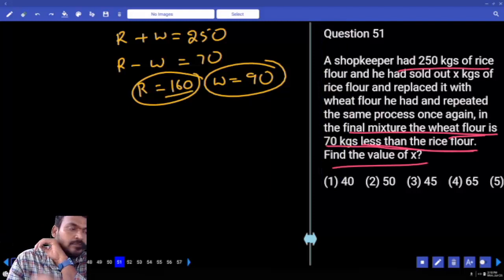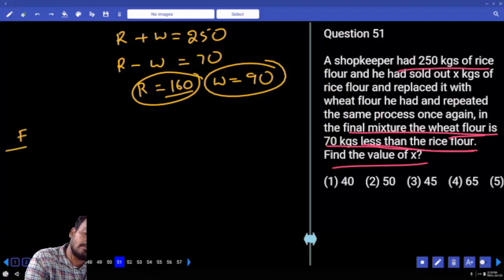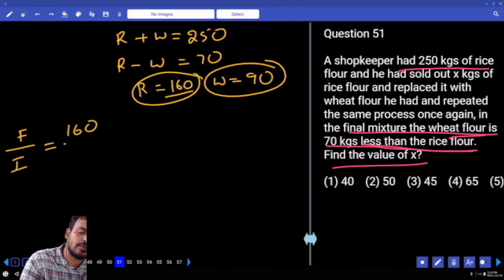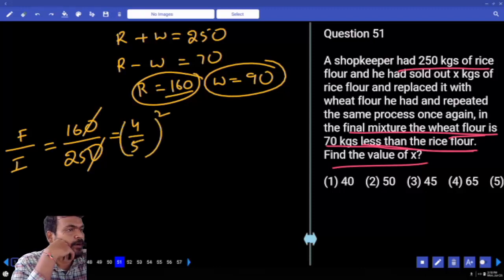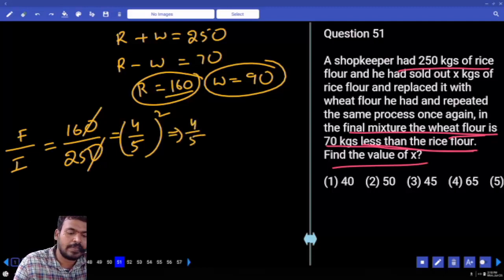What is the final rice flour? 160. Then this one we write final quantity by initial quantity equal to 160 by which one? 250. 0 0 cancel. 16 by 25 means 4 by 5 power 2 or power 1? Power 2. Power 2 represents how many operations? 2 operations. If it is only one operation, we write 4 by 5.